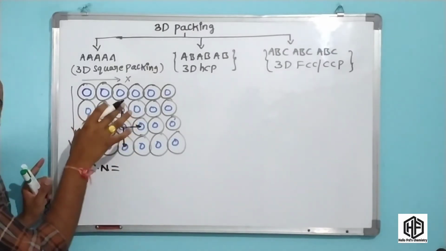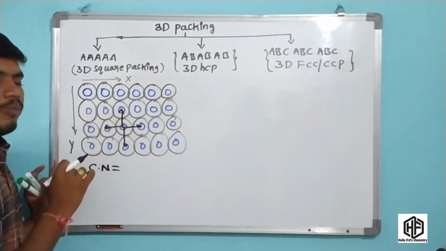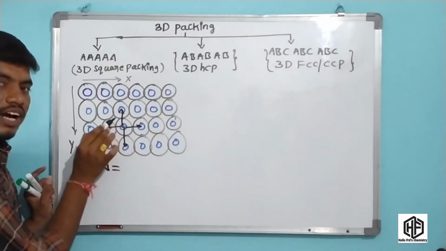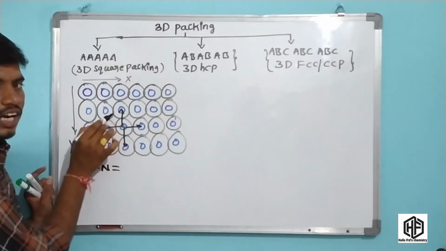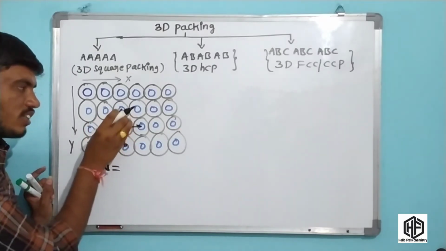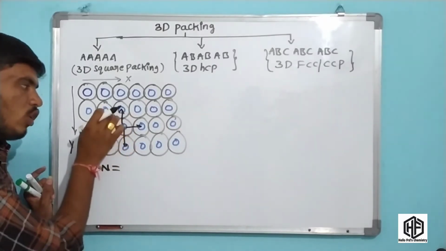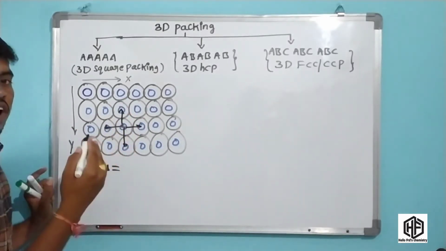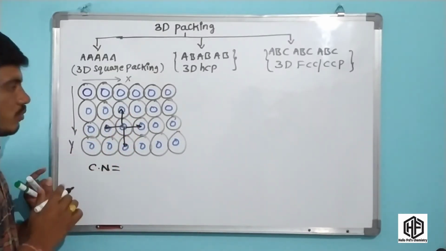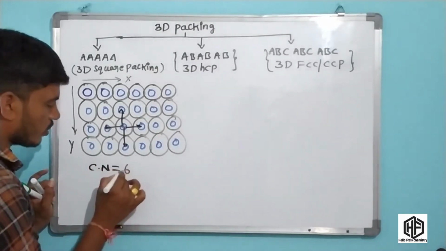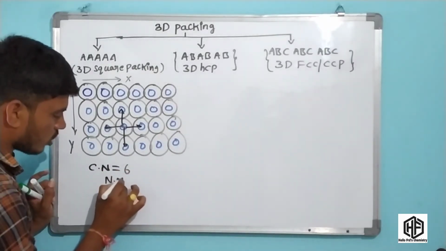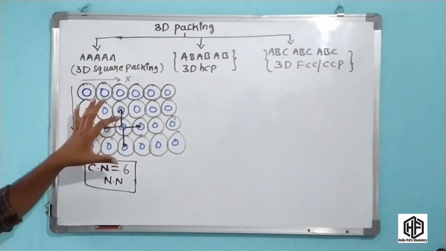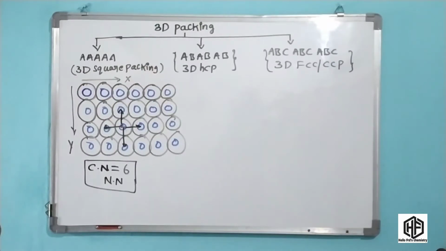Now we have to consider a three dimensional cubic unit cell, and the atom is considered with an atom on top and an atom down below. Above, the atom touches this atom, and below, the atom touches this atom. In total, this atom touches 6 atoms. This is called the coordination number. The coordination number, the number of nearest neighbors, of the three dimensional square packing is 6. Okay friends, this is the three dimensional square packing.